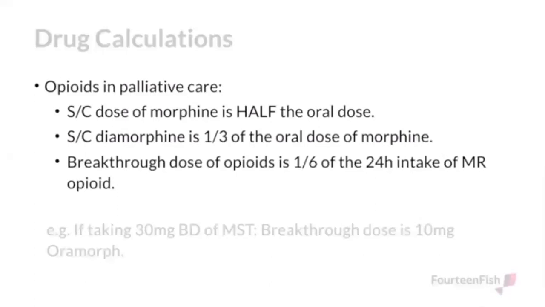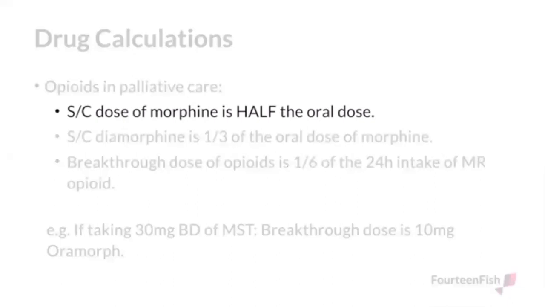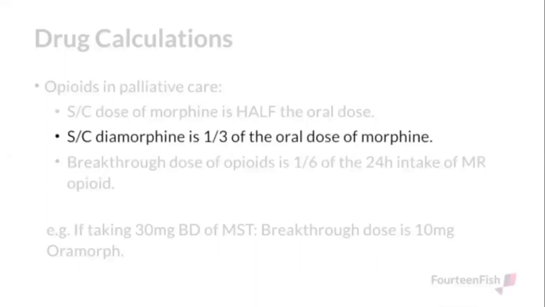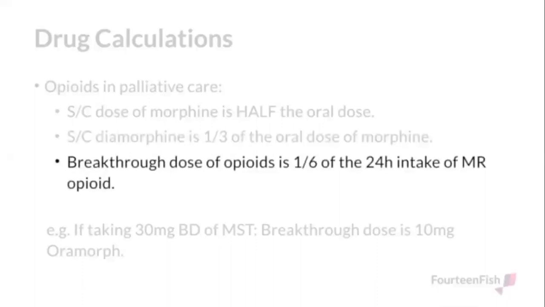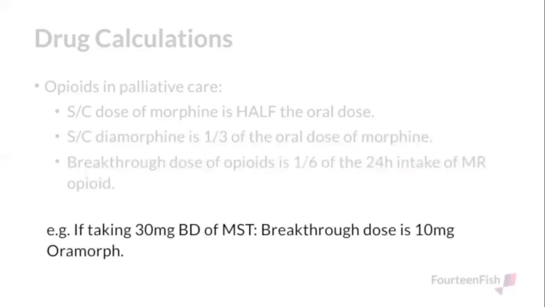When prescribing opioids, it's important to know that your subcutaneous dose of morphine is half of the oral dose. The subcutaneous dose of diamorphine is 1/3 of the oral dose of morphine. And the breakthrough dose of opioids is 1/6 of the total intake of their opioid in a 24-hour period. So for example, if a patient is taking 30 milligrams twice a day of morphine sulfate, that's 60 milligrams in total in a 24-hour period. So 1/6 of 60 milligrams is 10 milligrams of morphine, which would be their breakthrough dose.